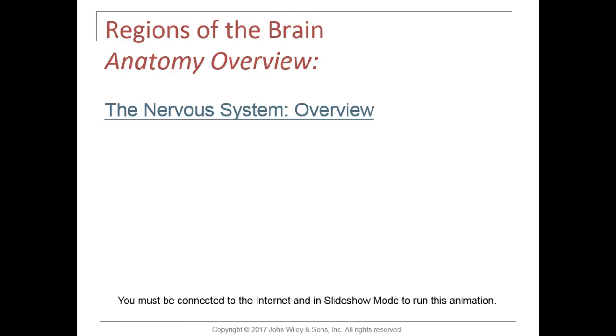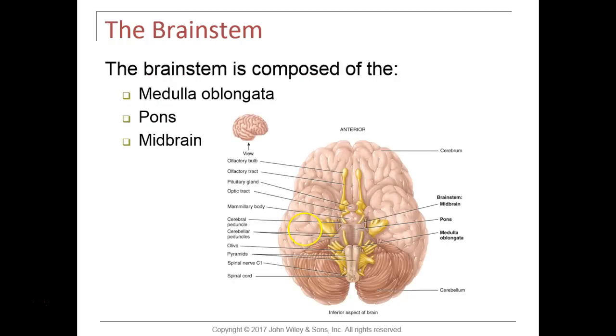Here's a system overview for the nervous system. I urge you to watch that animation. And we're going to get into the parts of the brain. The first part of the brain that we're going to cover is called the brainstem. It's actually composed of 3 sections, and on this picture, which is an inferior view of the brain, so it's like we're looking underneath it, we have the medulla oblongata, which is right here, something called the pons, and then an area called the midbrain. We're going to talk about each one of these in turn.